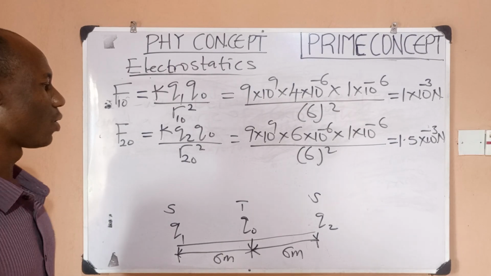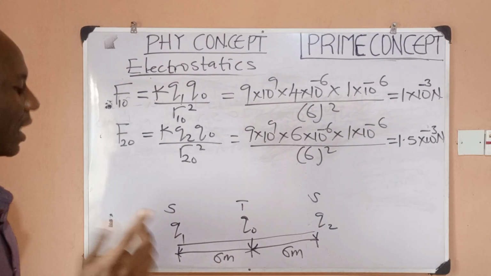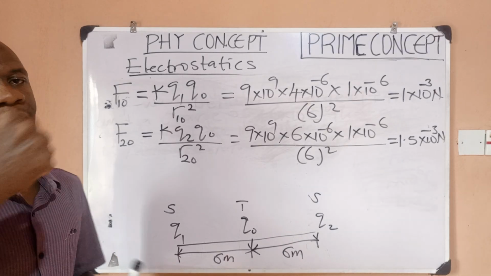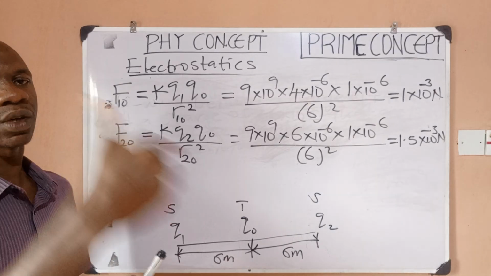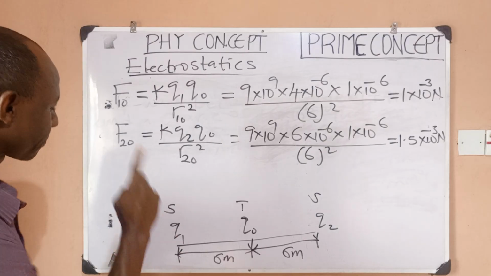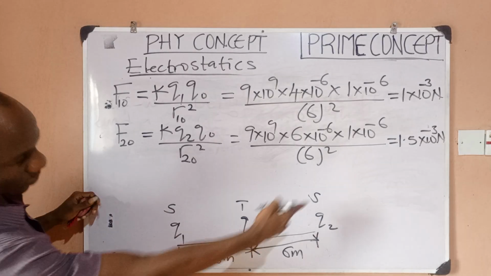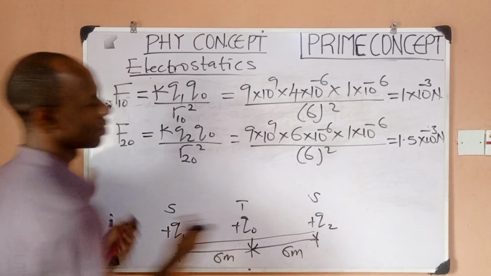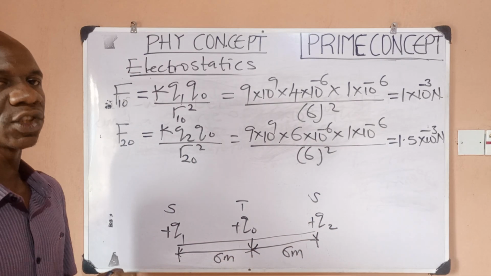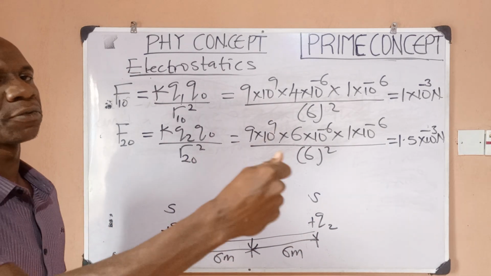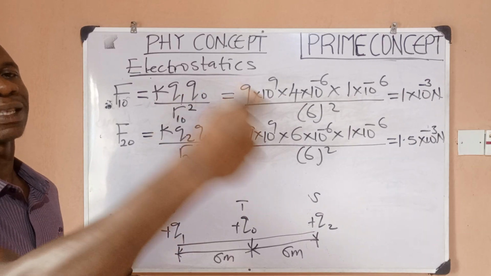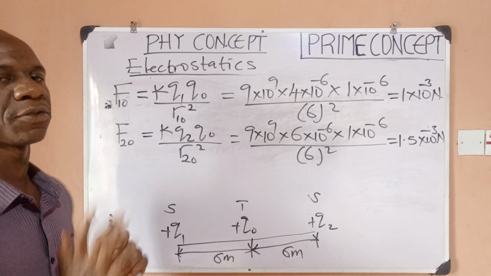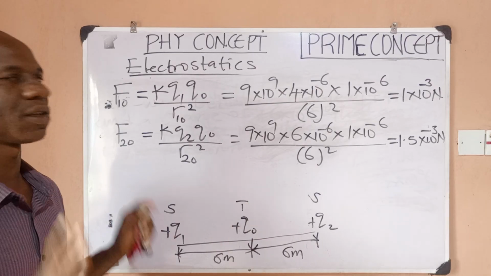Now the next thing I want to do is to get my net force. Let's come back to our diagram, using the sign convention I explained in my previous video. Try to watch the video on sign convention. We established from the question that this is a positive charge, this is positive, this is positive. And from our sign convention, an attractive force is always attracted to the source. A repulsive force is repelled away from the source. That is the sign convention, very simple.